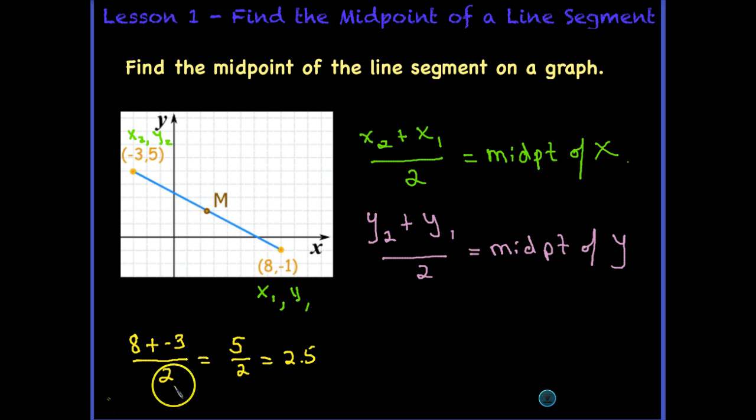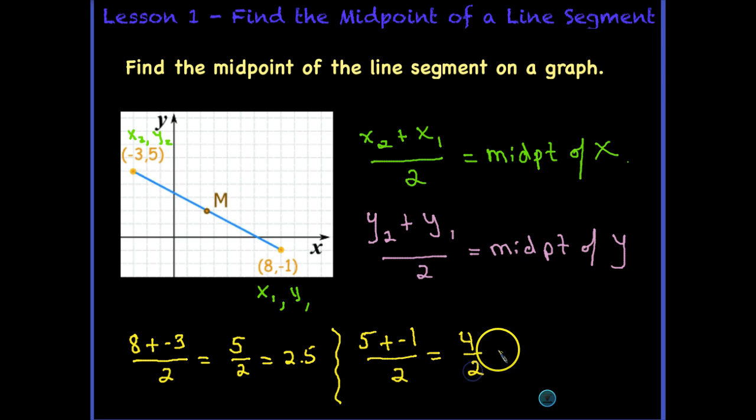Now let's do the same thing for our y coordinate. Our y's are, and again order doesn't matter, we're just adding two numbers together. So we have 5 plus -1 divided by 2. 5 plus -1 is 4, and 4 divided by 2 is 2. So now we know the exact location of this midpoint. The x value is 2.5, and the y value is 2.